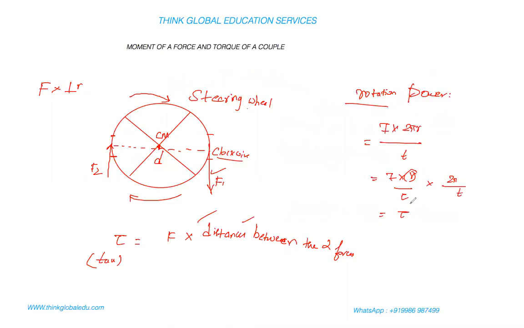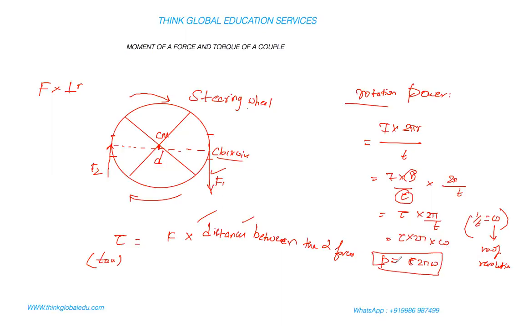So it is tau multiplied by 2 pi divided by T. Now it is tau multiplied by 2 pi and 1 by T. 1 by T is equal to omega. And omega is the number of revolutions due to the torque which we apply. So that is tau 2 pi omega is the power. That is called the rotational power due to a torque.